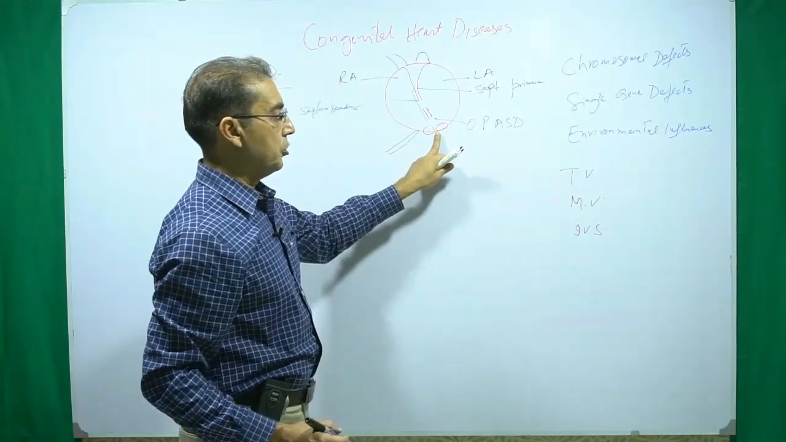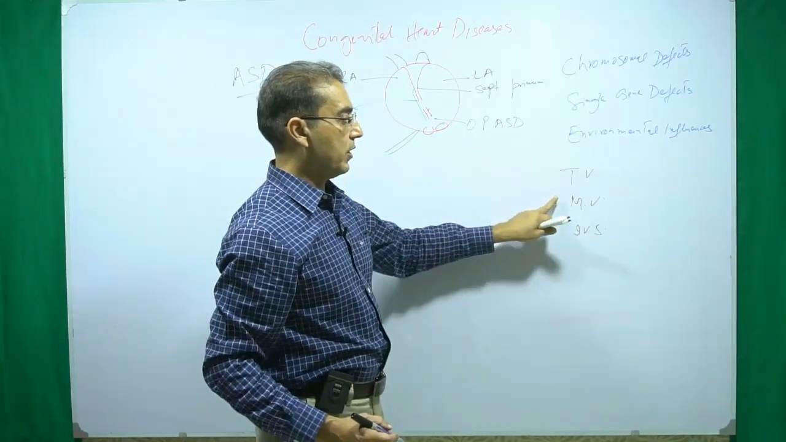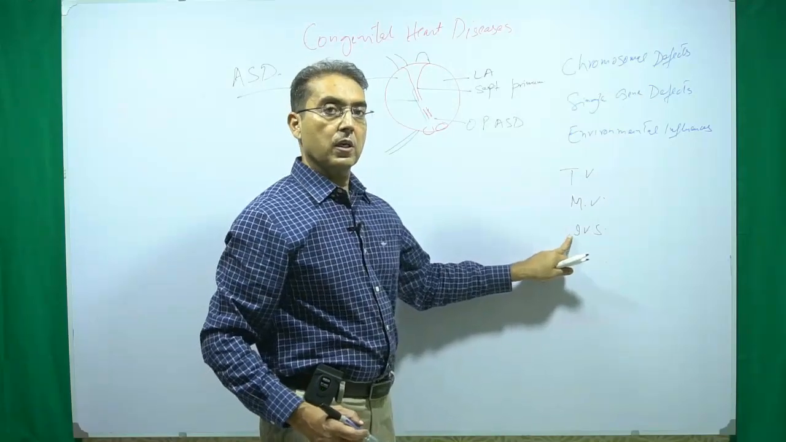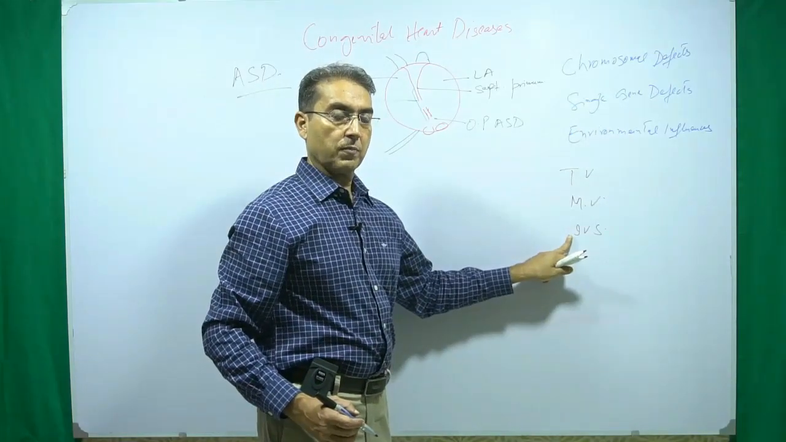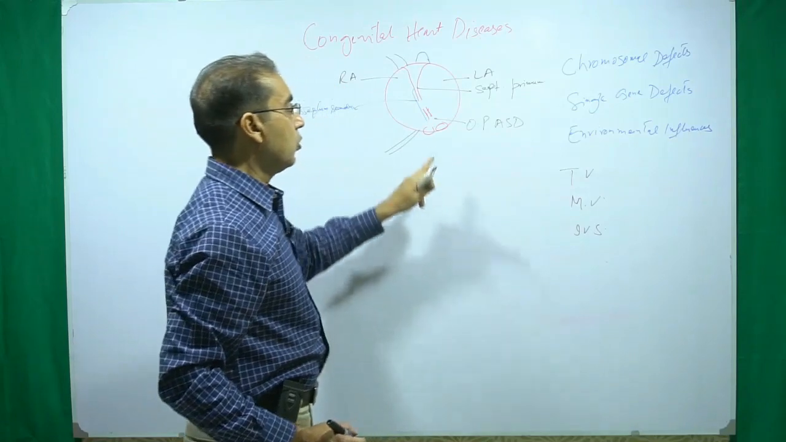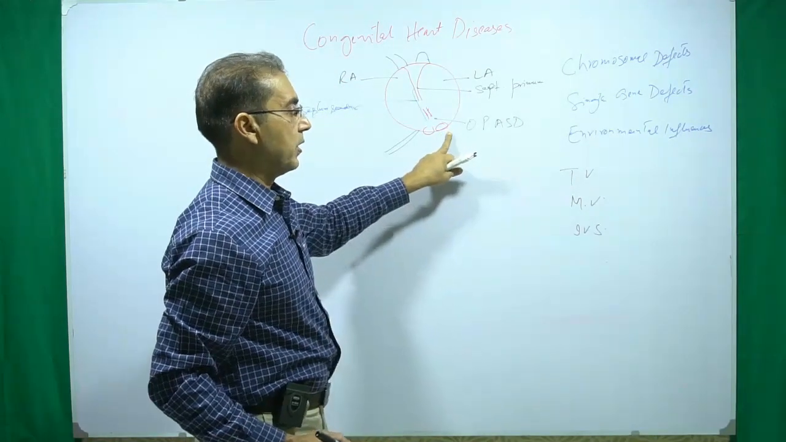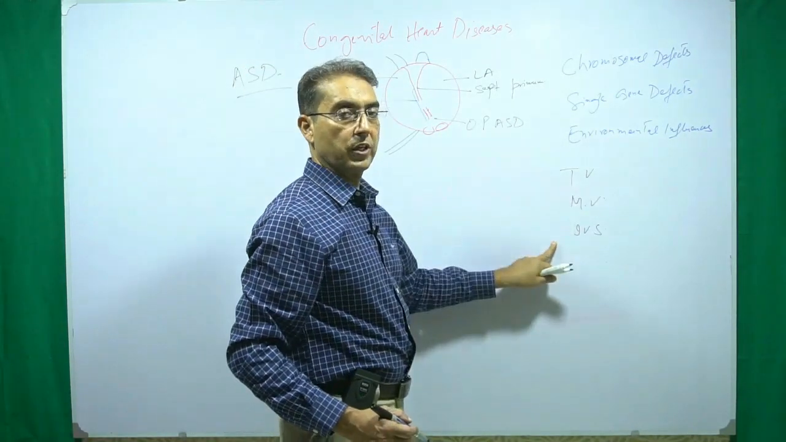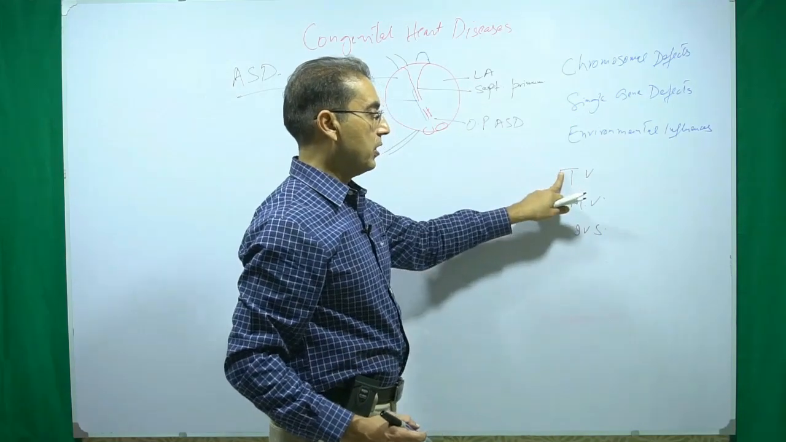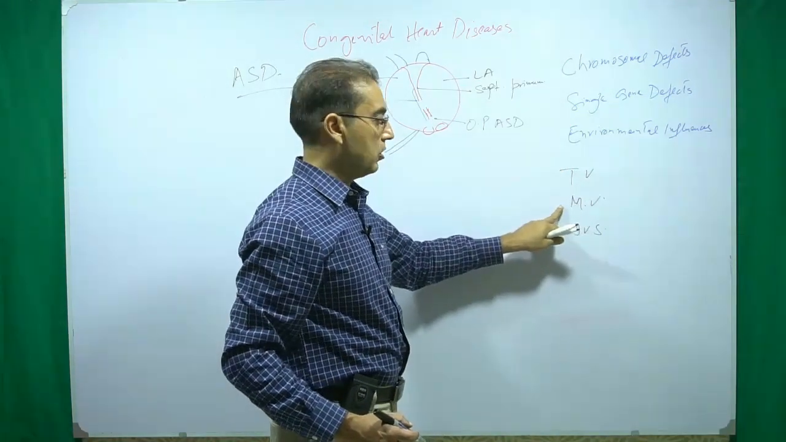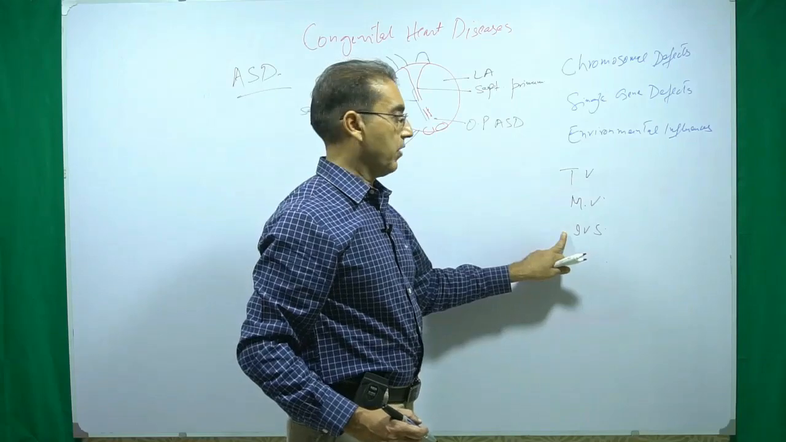So this may be associated with a tricuspid regurgitation or a mitral regurgitation, or there may be ventricular septal defect as well. So ostium primum may not be simple. It may be associated with these three defects: there may be tricuspid regurgitation, there may be mitral valve regurgitation, or there may be ventricular septal defect.